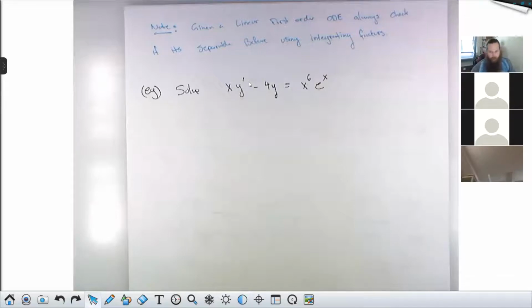So here's a first order linear ODE. Is it in standard form? No, it's not. So if I want to use integrating factors to solve this, I need to first write it in standard form. Now, before I do that, per the note above, I should check if it's separable. Is this separable? How would I check?